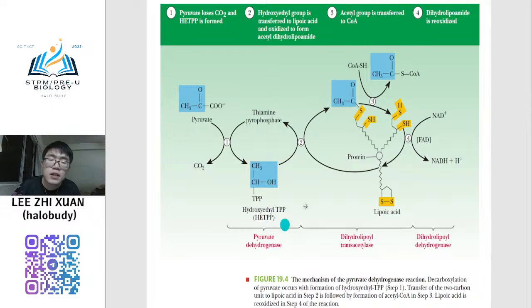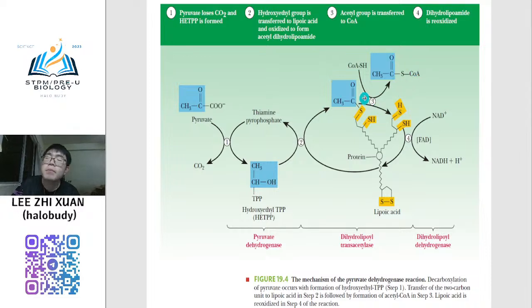During this oxidation process, later the lipoic acid will bind to this acetyl group. This one we already know as the acetyl structure. So this acetyl group will be transferred to coenzyme A. It will bind with coenzyme A to form acetyl-CoA. Why is it known as acetyl-CoA? Because it contains one acetyl group and also coenzyme A.